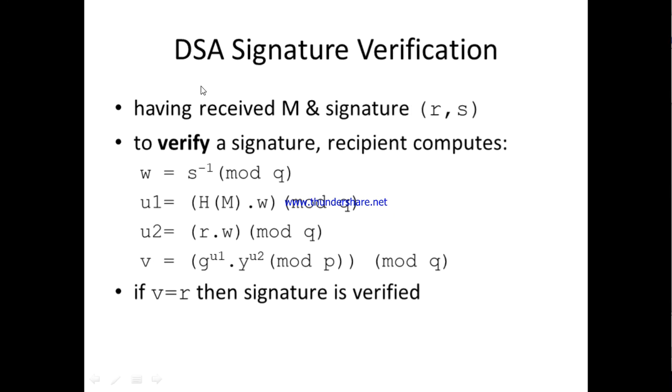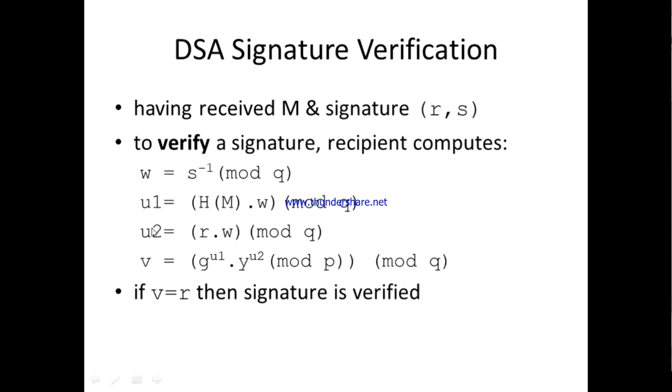Once R and S are received along with the message, how will it be verified? We are going to generate V, and that V and R should be equal. If V and R are equal, then the signature is verified. But to generate V, we generate some intermediate values W, U1, U2. W is S inverse mod Q. U1 equals H of M into W mod Q, and U2 equals R into W mod Q.